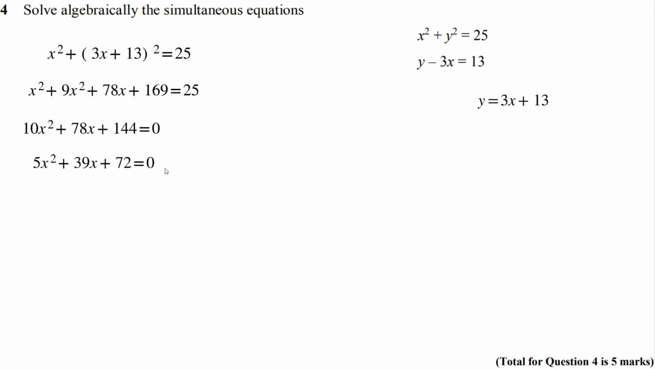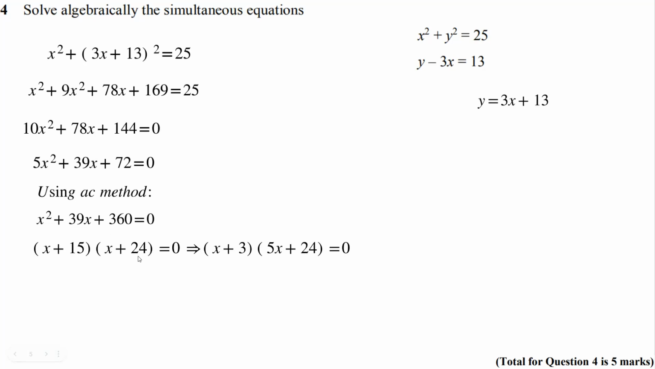I'm using the AC method. If you don't know what it is, just do a quick search for it, because I'm not going over it right now. But if you know it, use it. If you don't, then do whatever you prefer. This is non-calculator, by the way, so you're definitely going to be factorizing. That gives you x plus 15, x plus 24, and then divide by the coefficient of x squared to get x plus 3, 5x plus 24. So x must equal minus 3, and x must also equal minus 24 over 5.